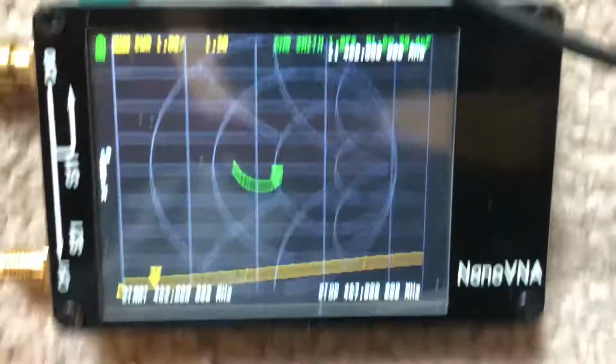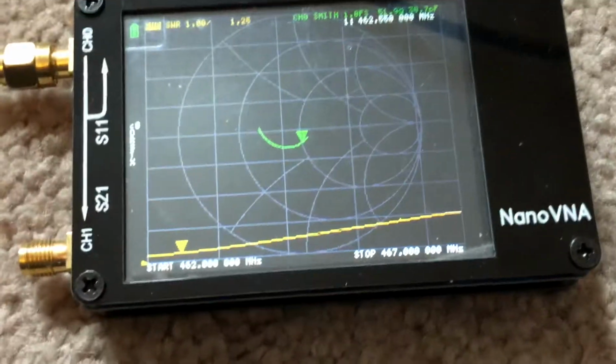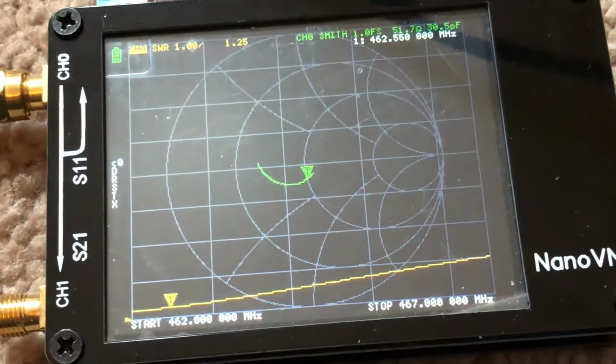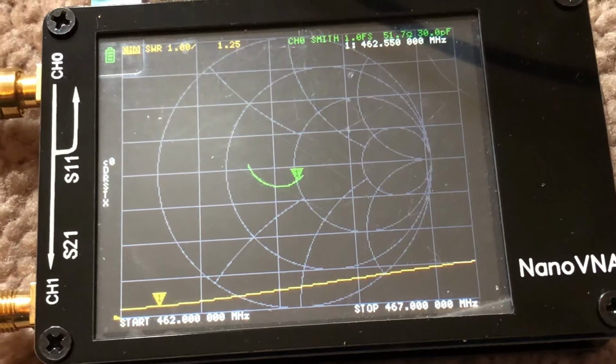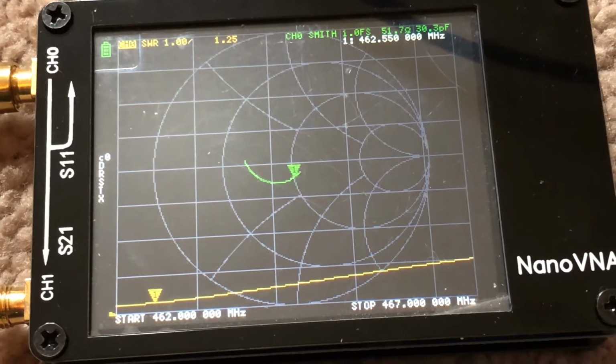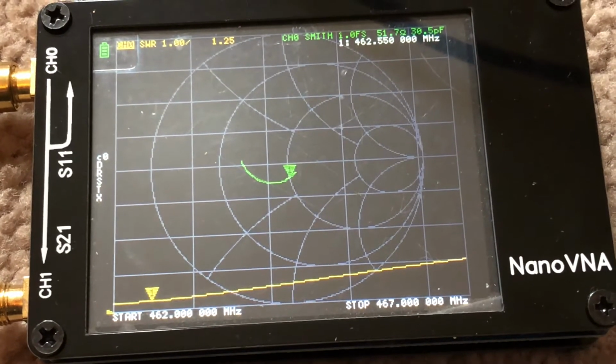Sorry about the glare. I don't think I could do much about that. Maybe, there we go. A little angle will do, I guess. Anyway, this is the Nano VNA that I picked up a while ago in the wintertime.